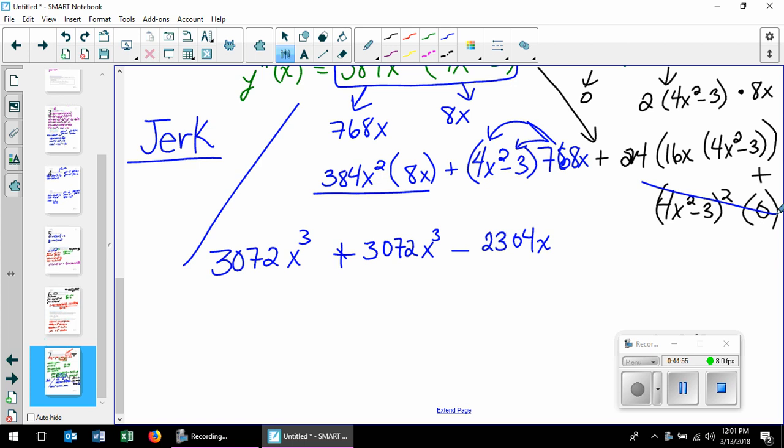24 times 16 is 384. So this times that gives me positive 1,536 x cubed. Subtract 24 times 16 times 3, 1,152. Combine like terms.